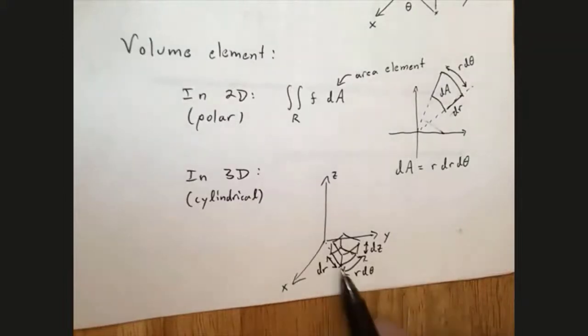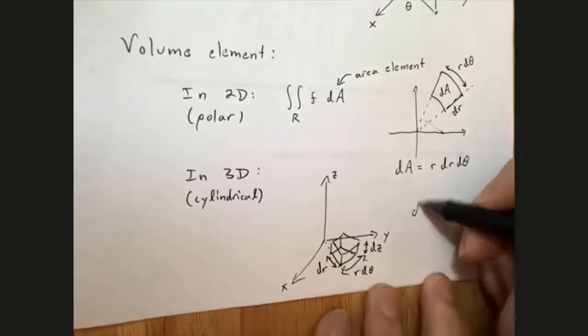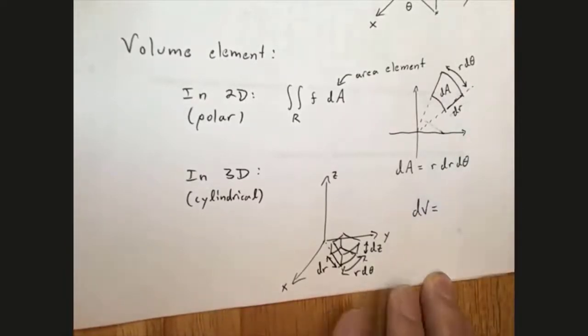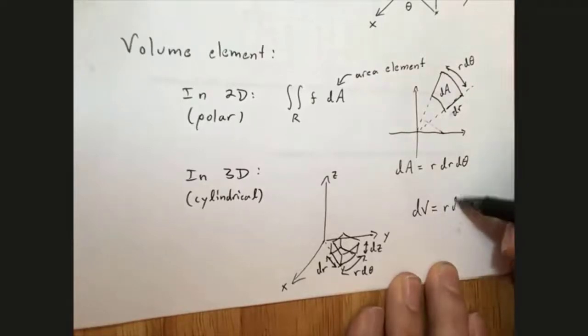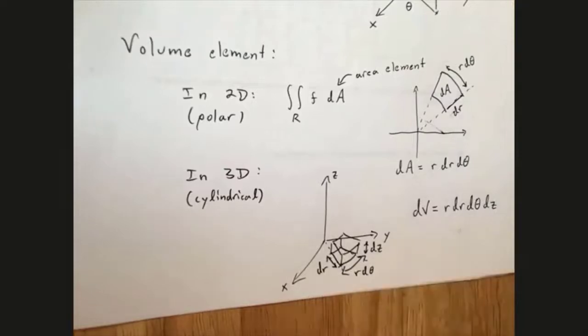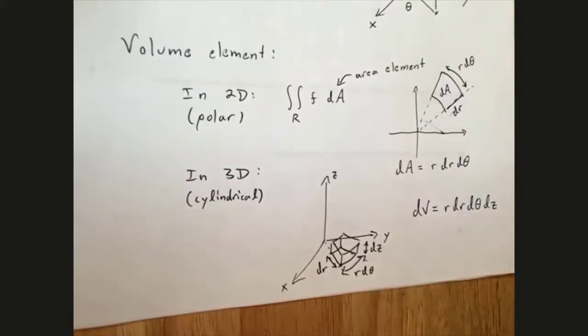So if I want the volume, I just multiply. This times this gives me the area, multiplied by the height gives me the volume. So dV, this is the punchline here, it's going to be the product of all these. So I'm going to have r dr d theta dz. So that is what we're going to use when we do integrals in cylindrical coordinates. It's a pretty straightforward extension of polar coordinates. We're just throwing the dz on the end.